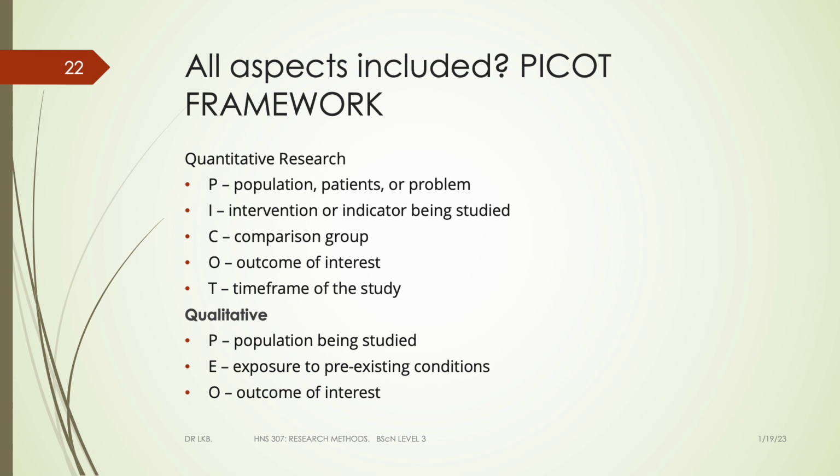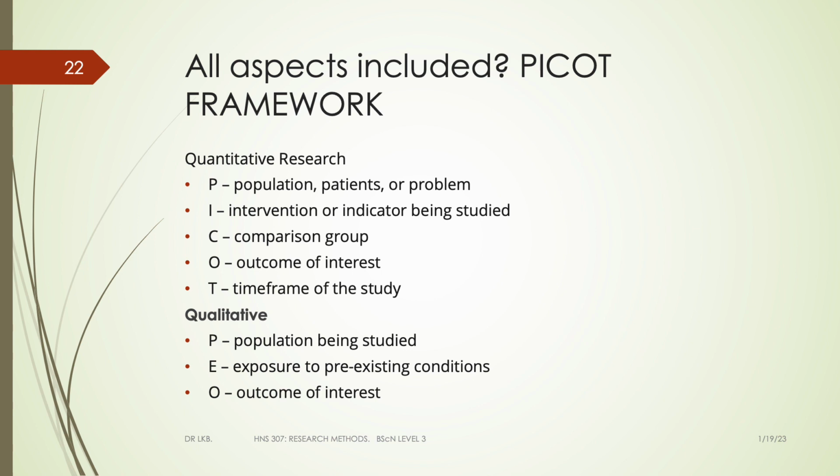So we're asking ourselves, have we followed the PICOT framework well? PICOT is basically an acronym for a few things. The P stands for population. Have we identified the population or the problem? Have we indicated the intervention? What is being studied? Have we documented the comparison groups, the outcome of interest, and the time frame of the study?